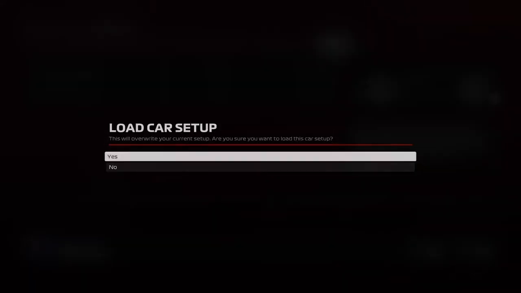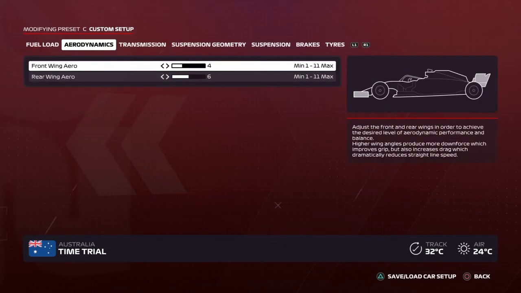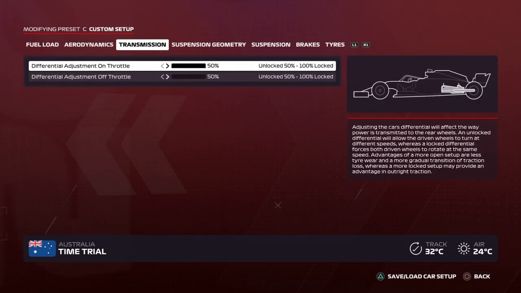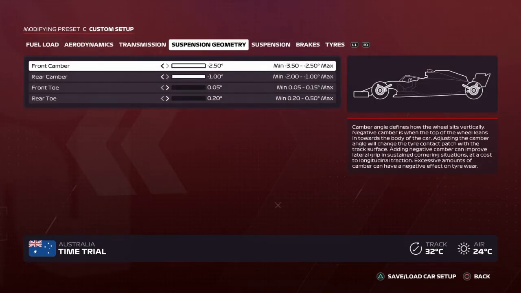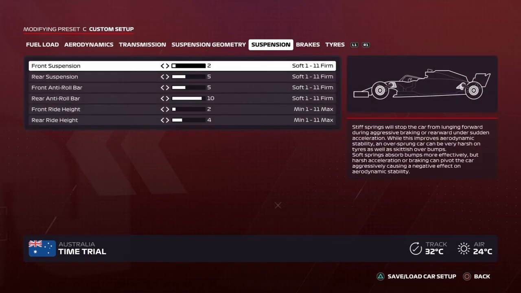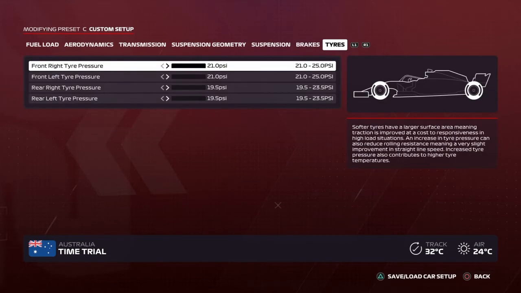On to France now. And we've got 4.6 on the aerodynamics. 50-50 in the transmission. Right, left, suspension geometry. 2.5, 5.10, 2.4 on the suspension. All the way to the left again for the tyres.